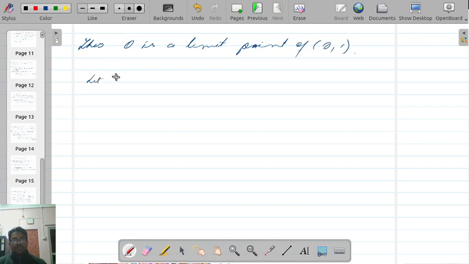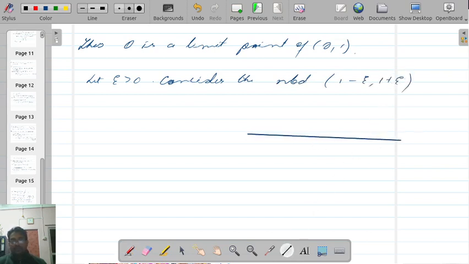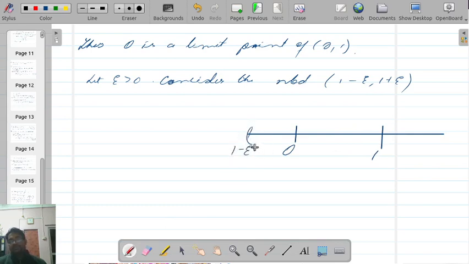So let epsilon be greater than 0, and consider the neighborhood (1 minus epsilon, 1 plus epsilon). Here, what is the problem? If we choose epsilon very large, it may happen that 1 minus epsilon goes beyond 0, somewhere here. So those cases we have to deal with. If 1 minus epsilon is less than or equal to 0, then any point inside will satisfy.